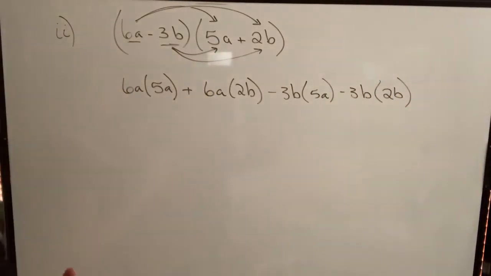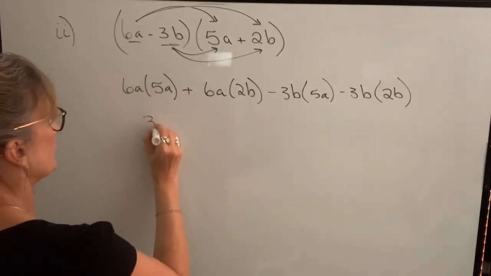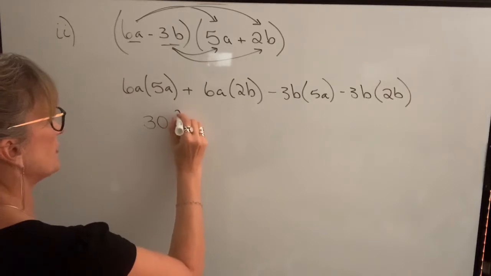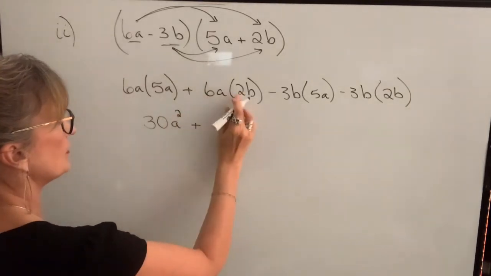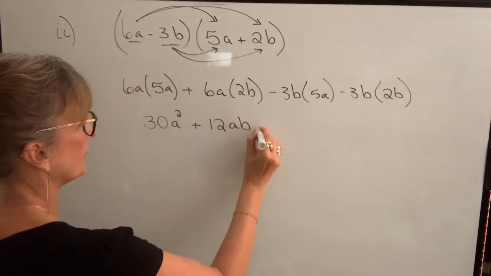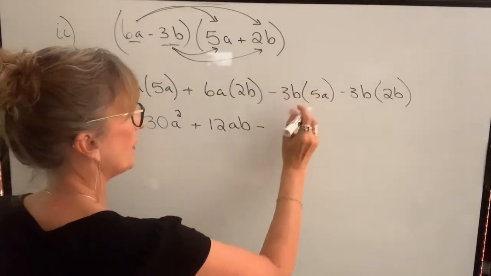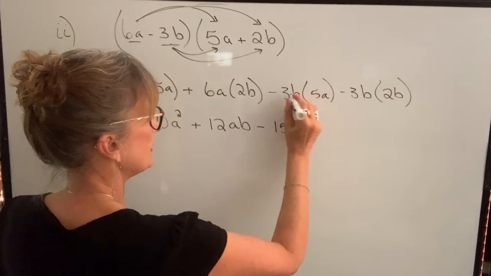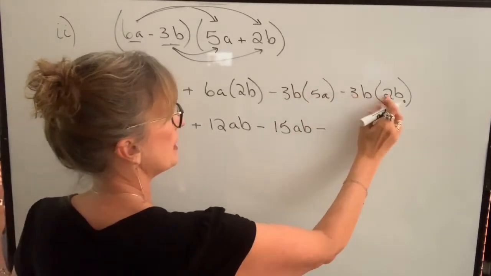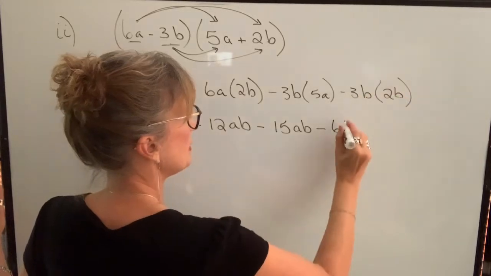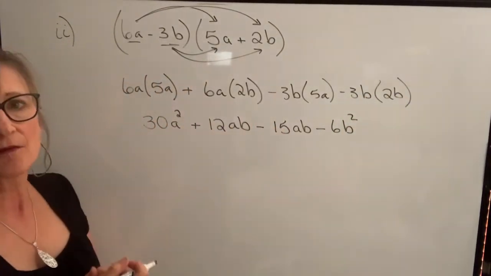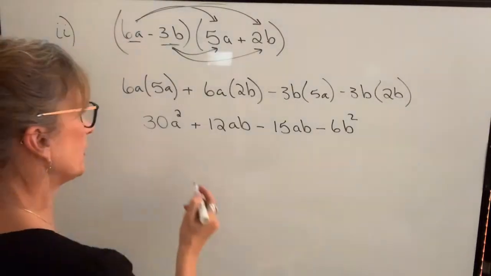Now I'm going to simplify. So 5 times 6 is 30. A times a, we add the exponents, will be a squared. Plus 6 times 2 is 12. A times b. Minus 3 times 5 is 15. A times b. Minus 3 times 2 is 6. B times b is b squared. We're not done because we have two terms that are like terms, and we know that we can combine those.